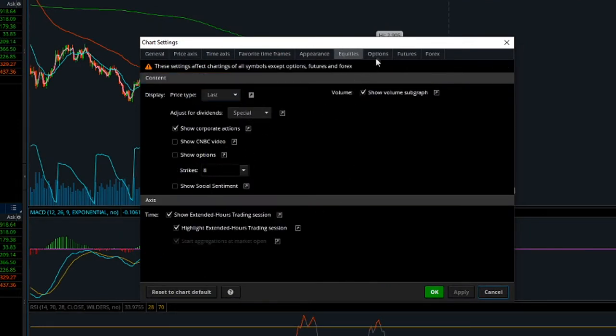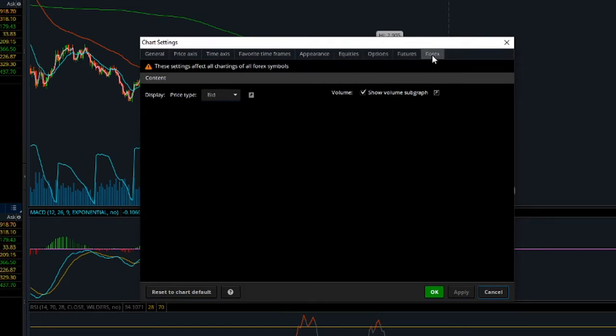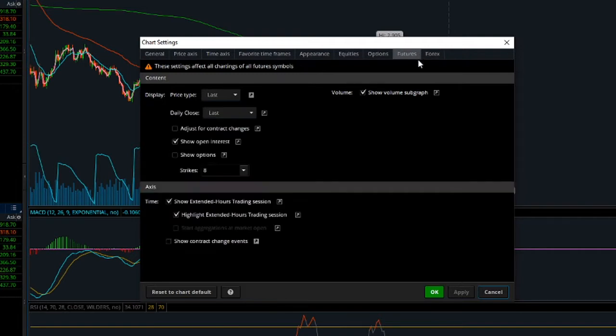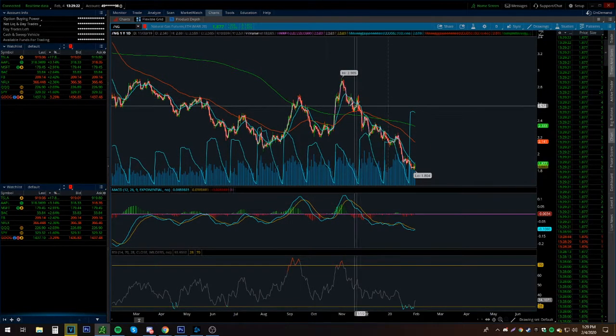You can also take a look at all of these things. Options, I will trade those here and there. And then futures and Forex, I don't really think I've done anything with, but you can take a look in case I have. But I'm pretty sure I've not done anything with these. Once you're done with all that, you can go ahead and click OK, and it will pretty much look like this for the most part.